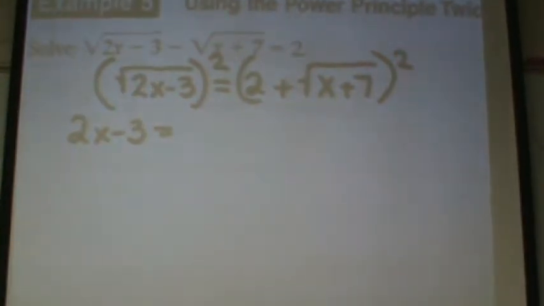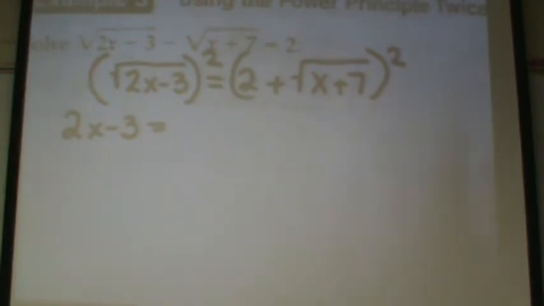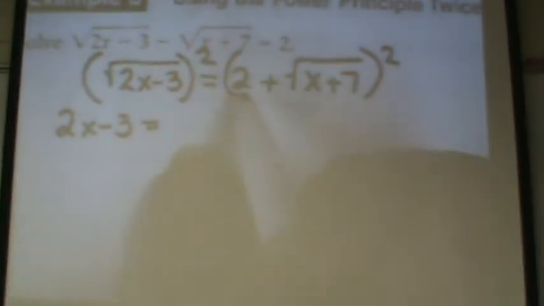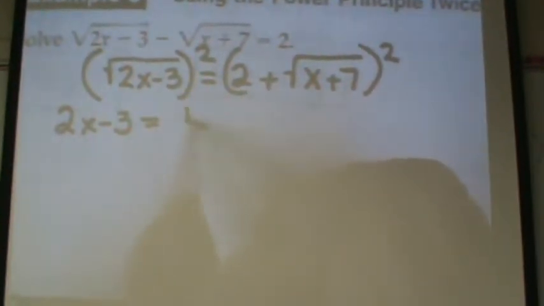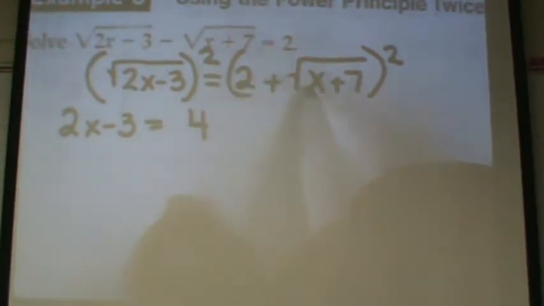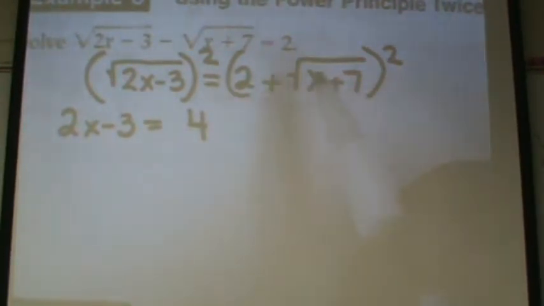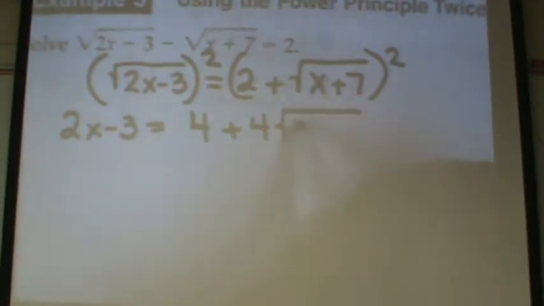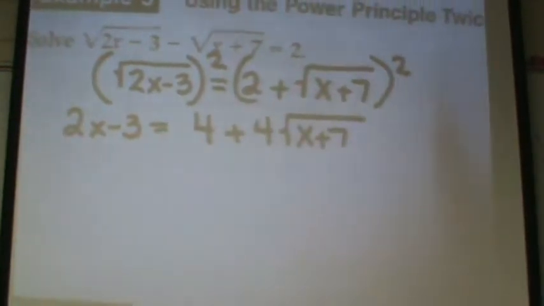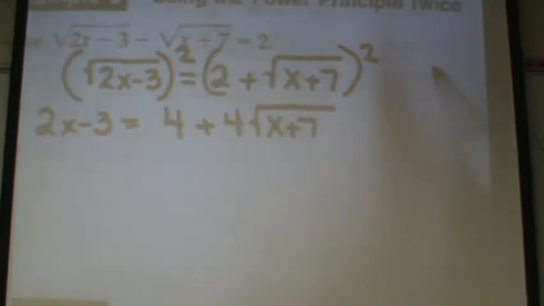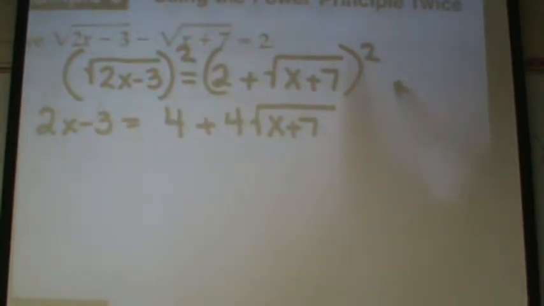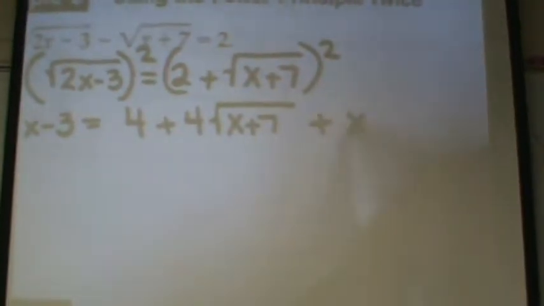Do you guys know the fast way how to square it? You square the first term. What's 2 squared? Then you take these two and multiply them, and then multiply it by 2. So you get 4 times the square root of x plus 7. And if you don't know the fast way, you should double it up and FOIL it out. And then you square the last term, and you just get x plus 7.